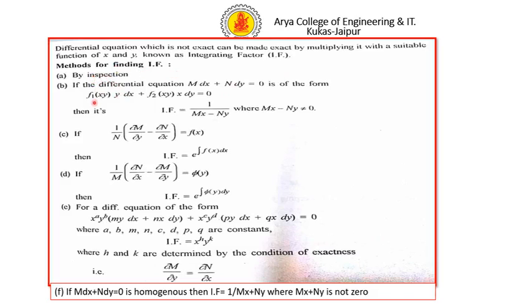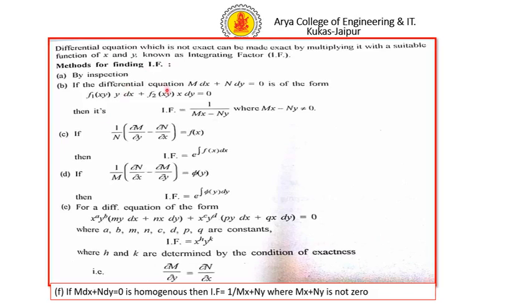First method, by inspection. If the differential equation is in the form f(xy) y dx plus g(xy) x dy equals 0 and is not exact, then its integrating factor is 1 upon (Mx minus Ny), where Mx minus Ny is not equal to 0.